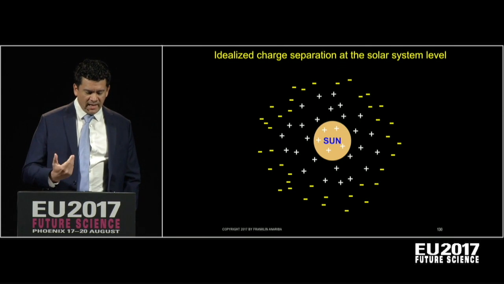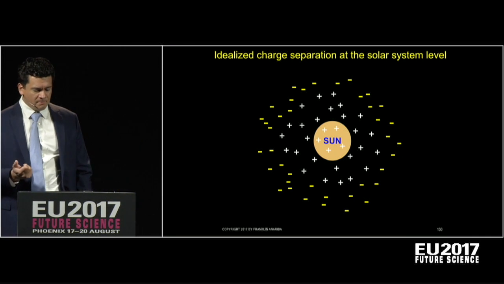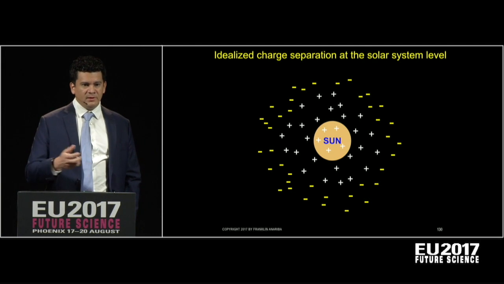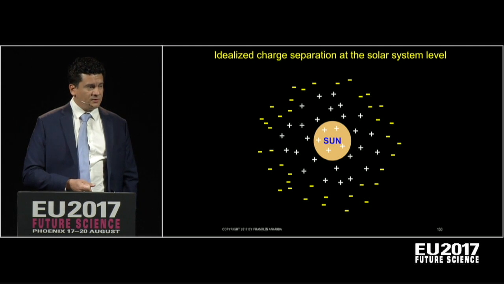Now, here what I have is a cartoonish, idealized charge separation that could be occurring at the solar system. So I put the sun here as positive charge, and then the periphery, or the end of the heliosphere, which is actually a sphere, not the 2 dimensions I have here, will be negative charge.